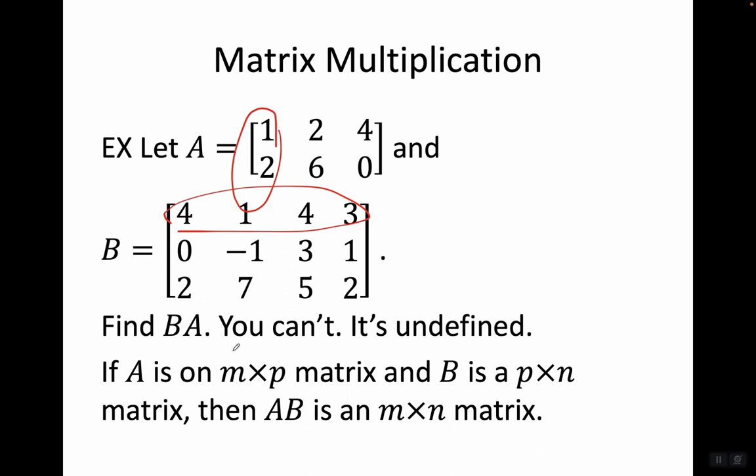If A is an M by P matrix and B is a P by N matrix, then AB is an M by N matrix. So notice, we can multiply these together only when these two are the same. In other words, the number of columns of A equals the number of rows of B. Then it works. Otherwise, it's just not going to work.